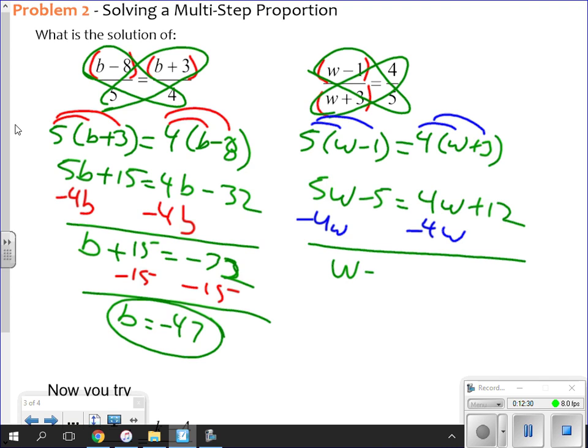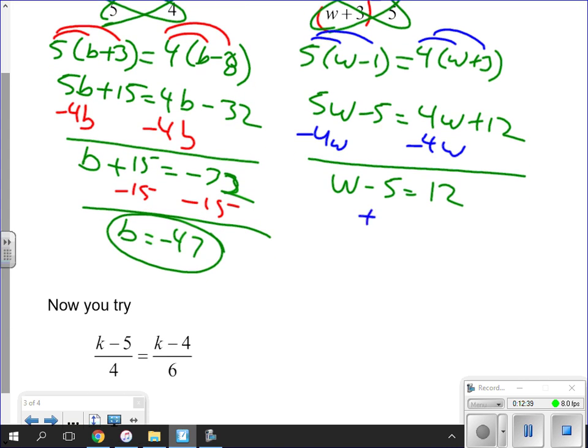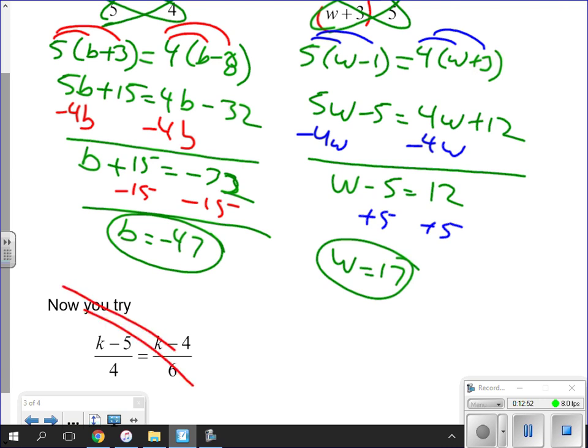1. Makes it easy. W minus 5 equals 12, and then from here, piece of cake, what do I do next? Add 5 to both sides, and that gives me w equals 17. And cross out the last problem down here. Bada boom, bada boom, bada boom.